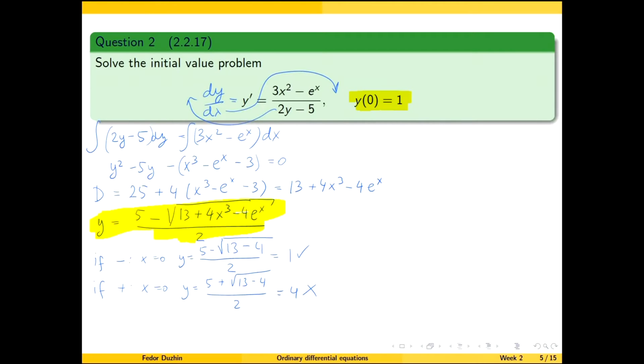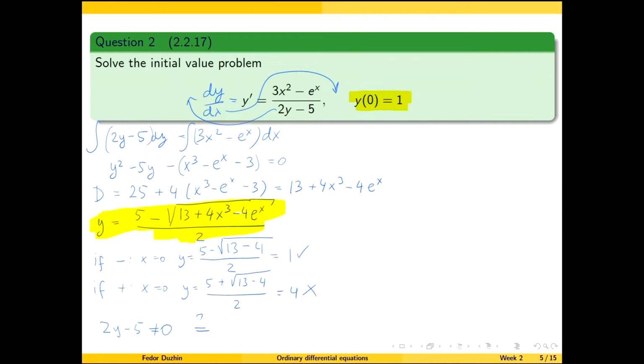Good, right? So is it over? Actually, not yet. Let me explain what is not done yet. Notice that in the initial differential equation there is a division by 2y minus 5. Since we are dividing by 2y minus 5, it means that 2y minus 5 is not allowed to be 0. If 2y minus 5 is 0, then the initial differential equation is undefined, so it doesn't make sense. So we need to make sure that we exclude these points where 2y minus 5 is 0 from the solution.